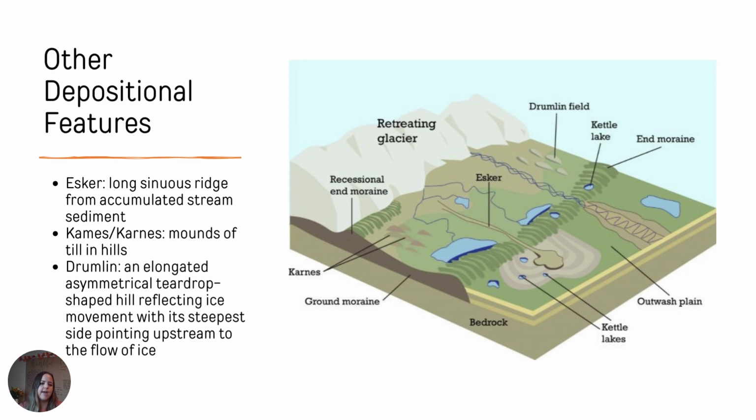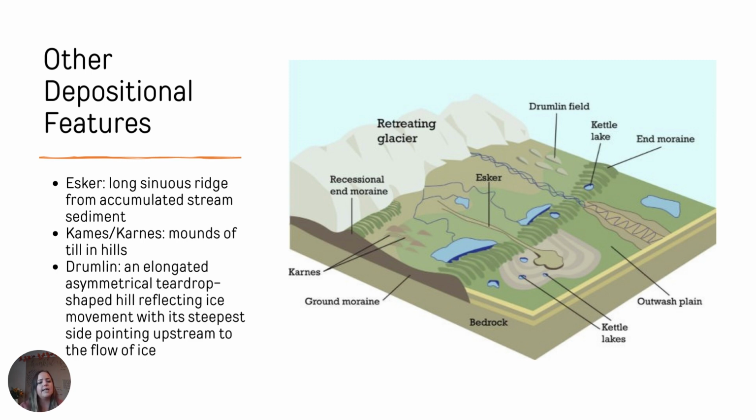Then we also have eskers, kames, and cairns, and drumlins. So here's kind of a diagram showing you some of these different things. We've already talked about some of them. There's the kettle lakes. There's the outwash plain. We have some terminal moraines on here. The recessional moraine is there.